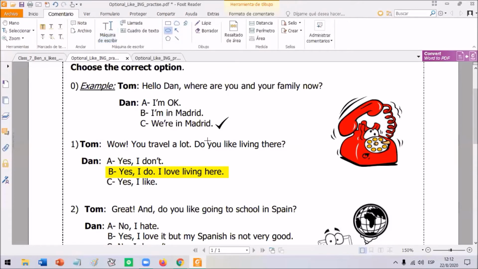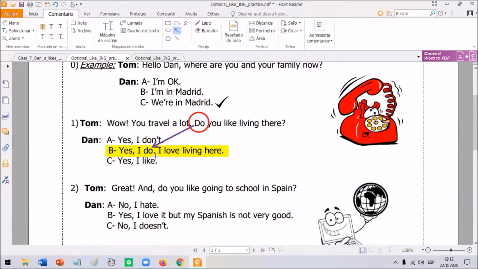Dijimos muchas veces que cuando respondemos con yes or no, tenemos que prestar atención a la primera palabra que apareció en la pregunta, porque muchas veces también vuelve a aparecer en la respuesta, ¿ok? Y agrega, yes, I do. I love living here in Madrid, right? Great. And do you like going to school in Spain?